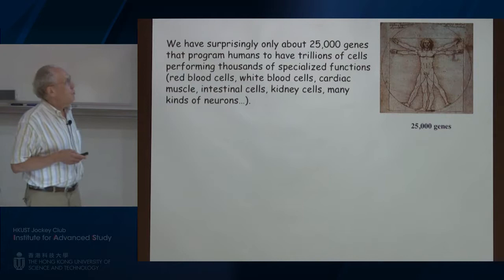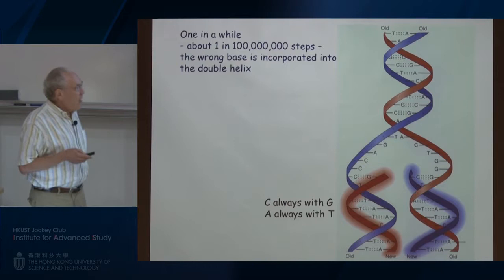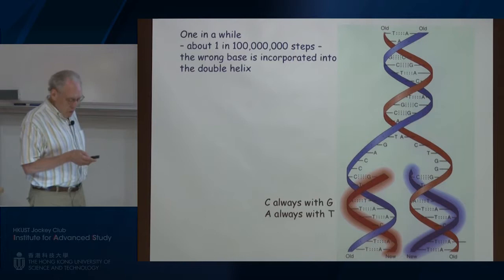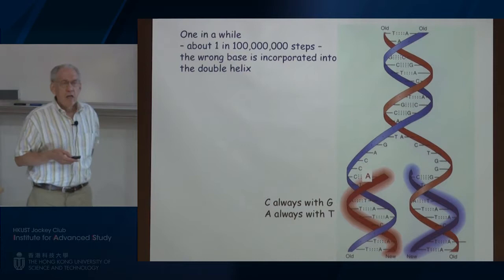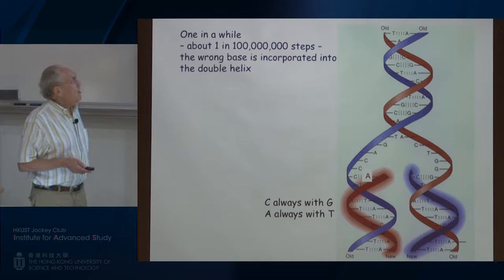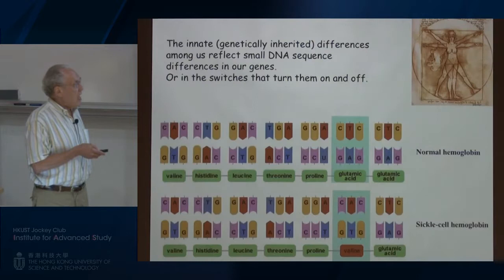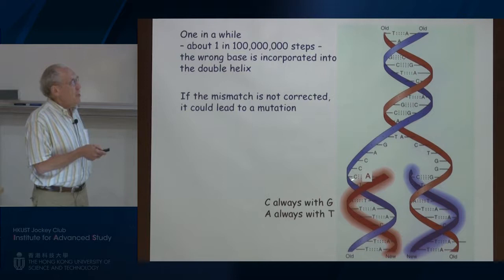Now, for future reference, as I said, during this replication process, there's this very nice system so that you get an accurate copy, but once every 100 million times or something like that, the DNA polymerase makes a mistake. If that mistake is not corrected, then the next time the DNA molecule replicates, this A is going to be used as the template, and you're going to end up with a T here, and this will be a mutation.